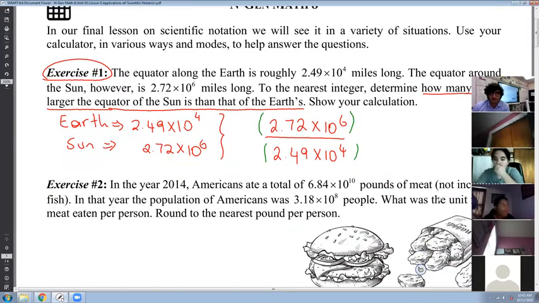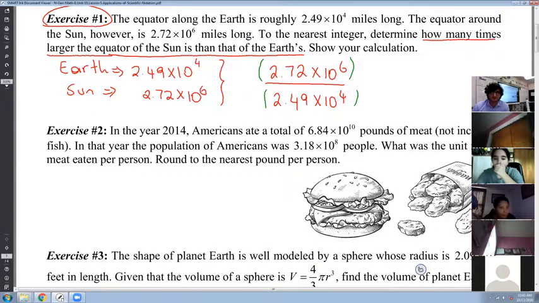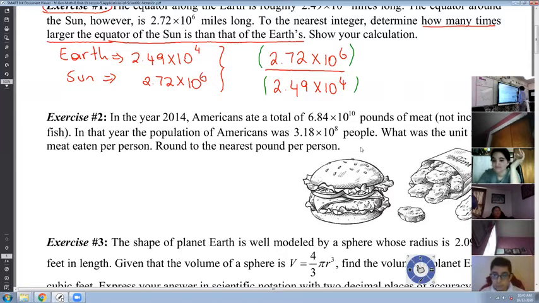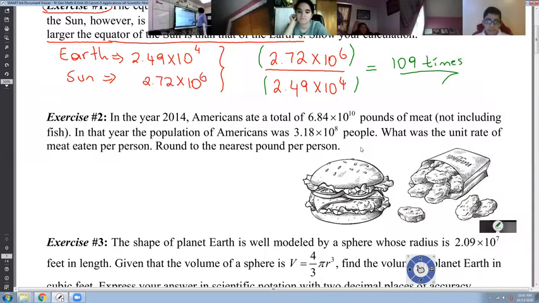Okay. So let's move forward. And how many times larger is it? 109 times. Okay. So now let's move it up. Exercise 2. Amir, can you read exercise 2?